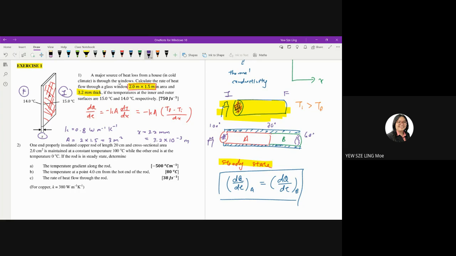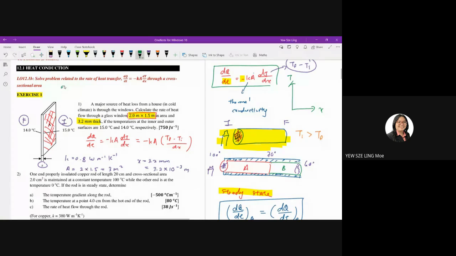Now that you have all of the information, you can then plug it into the equation. Therefore, dQ over dt is equal to negative 0.8 times 3 times, now T final, if you remember, is 14. So 14 minus 15 will give you a negative value. Negative and the negative right here, they will cancel with each other. So divided by 3.2 times 10 to the power of negative 3. So eventually you will obtain a positive value that is equal to 750 joule per second.